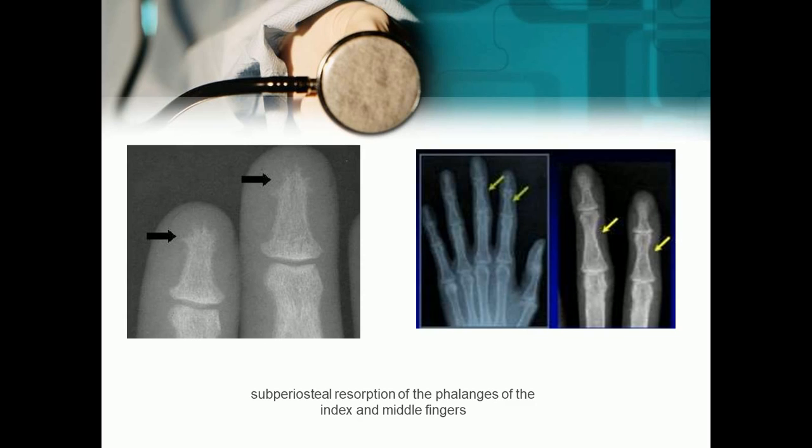So you can see these different types of pictures, which show subperiosteal resorption of the phalanges of the index and the middle finger. This one is the middle finger. You can see the different types of abnormalities.